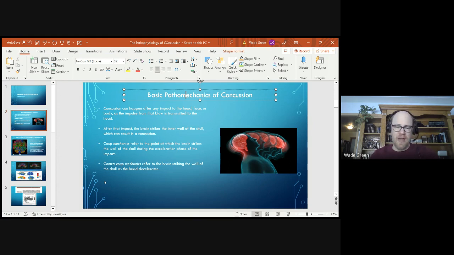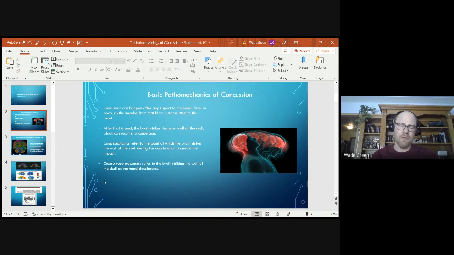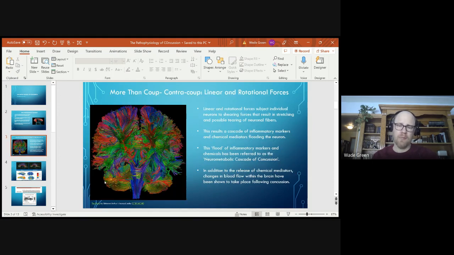Okay. So ultimately, that describes the impact. And you guys, please stop me if you have questions. Okay, that describes the impact. But that's great, we know what happens from an impact perspective, coup contra coup. But what about the brain tissue? Okay, what about the brain tissue?